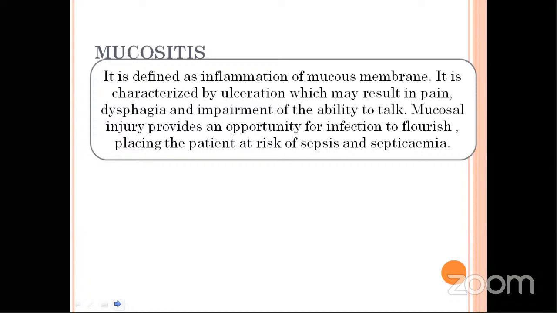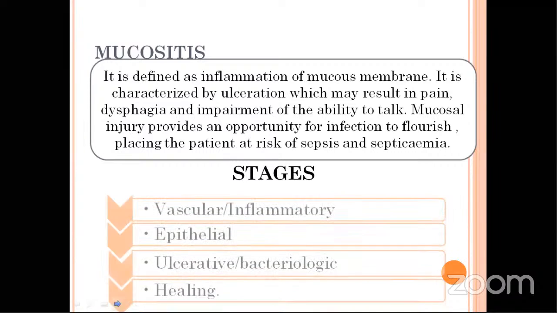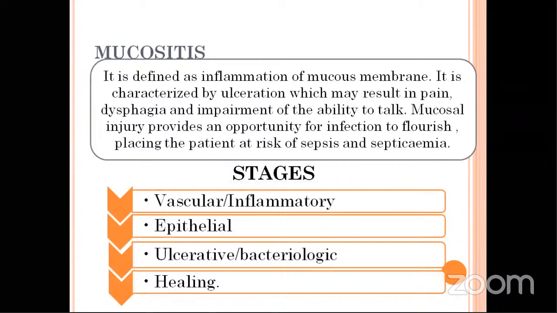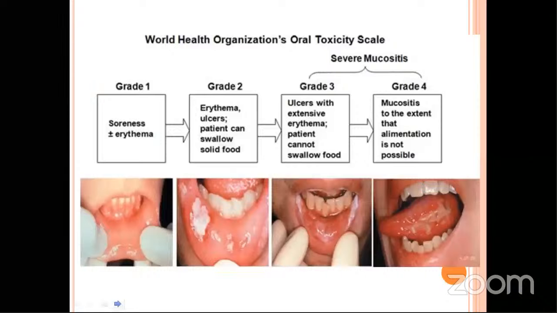Mucositis is the first side effect following radiation therapy. It is the inflammation of the mucous membrane, where initially it causes inflammatory changes. Later on epithelial atrophy takes place, causing ulceration, and once the treatment is stopped, the normal epithelium is healed. These are the pictures which show the various stages of mucositis.